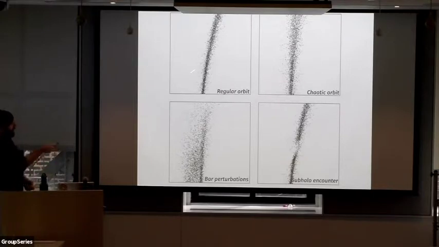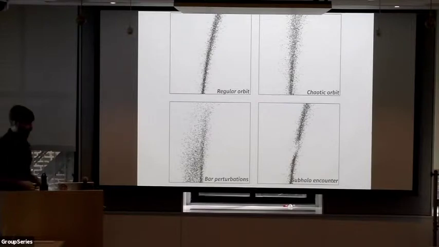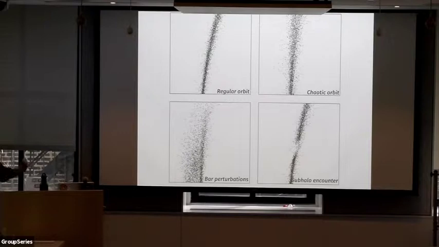So you can see going from the thin linear track that you get on a regular orbit in a simple potential, versus chaotic, where the stream stars tend to spread out and become more diffuse much quicker, to cases when you have the bar where lots of very crazy things happen, to a situation where you have a substructure that perturbs the stream.